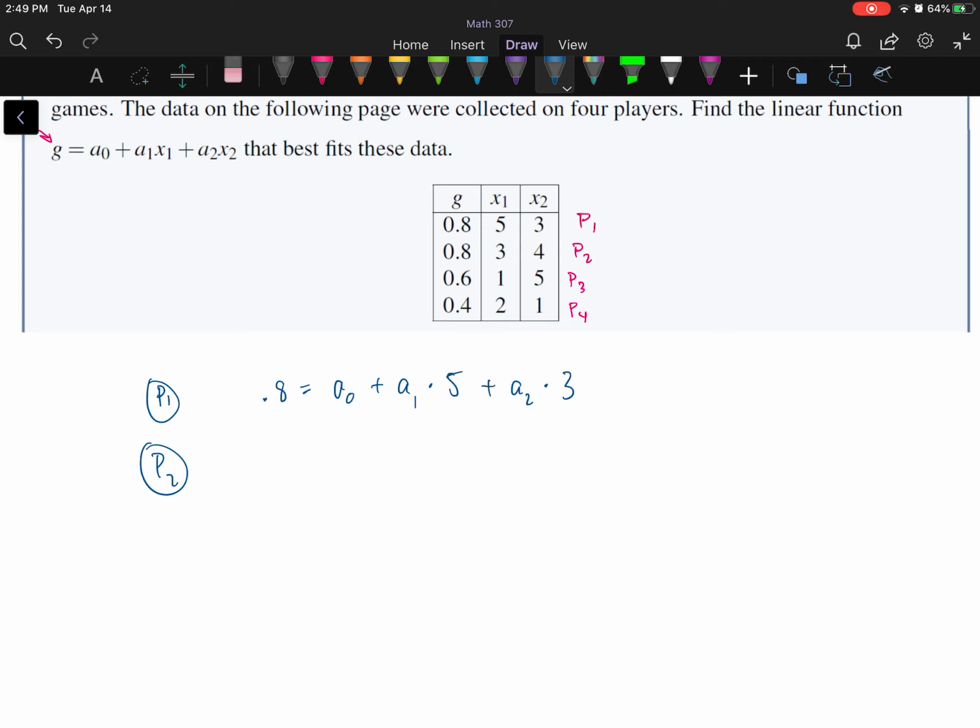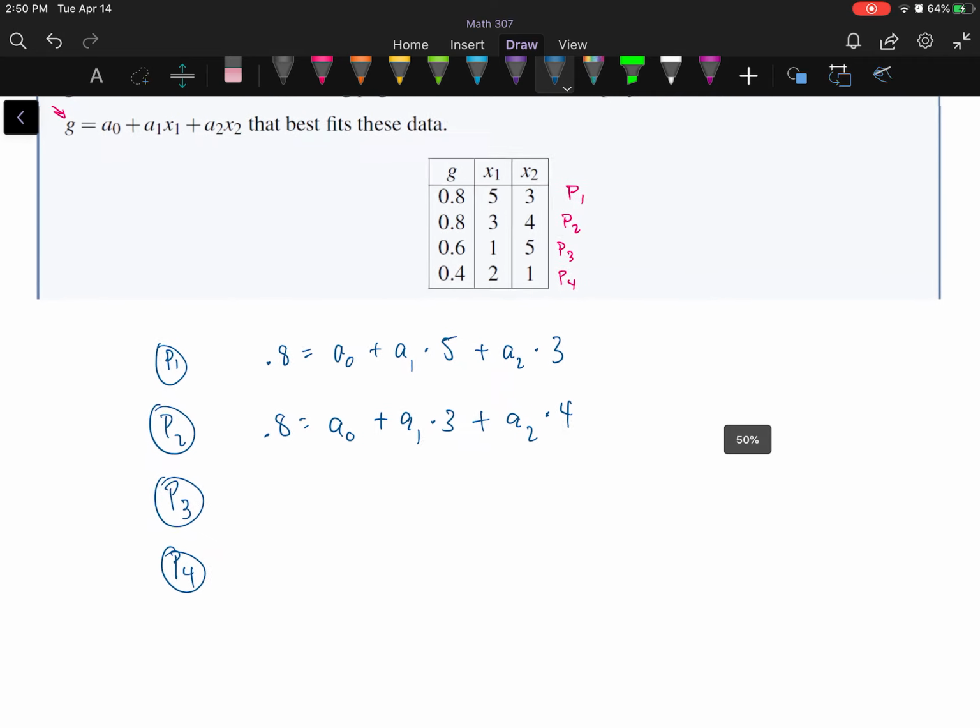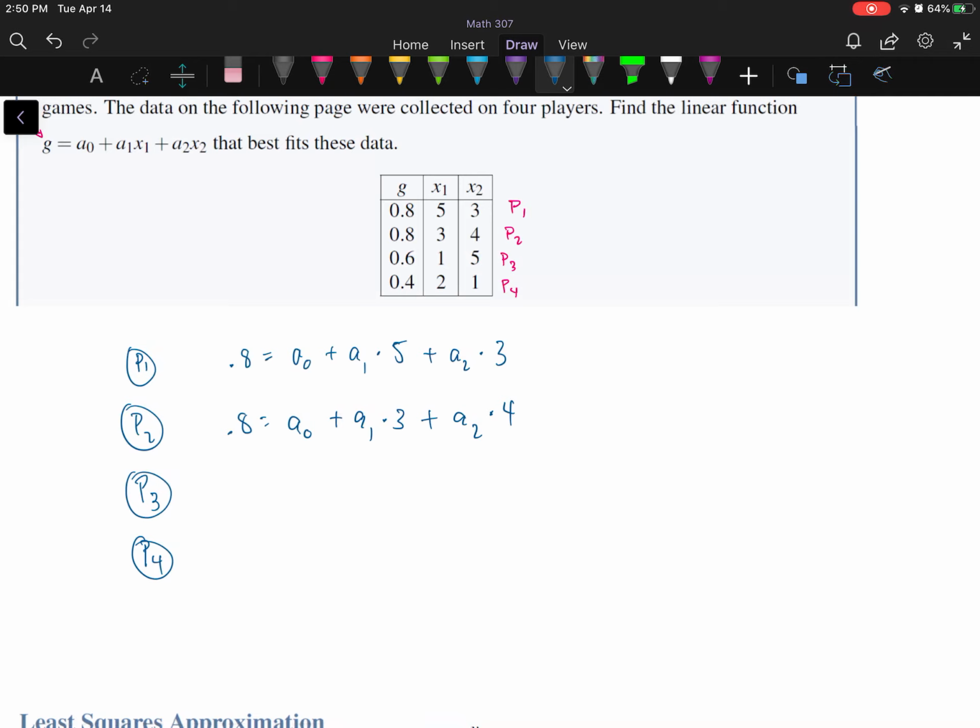But for player 2, you'd have 0.8 again, you'd have A0 again. It would be A1 times its x1 value, which is 3, plus A2 times 4, its x2 value. So you'd end up getting two more equations here for player 3 and player 4. And the idea is that you'd have another overdetermined system, this time the variables being A0, A1, and A2. You'd have those three variables in four equations.